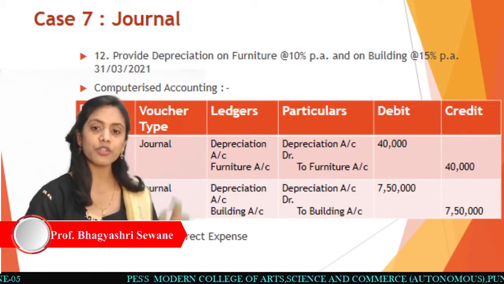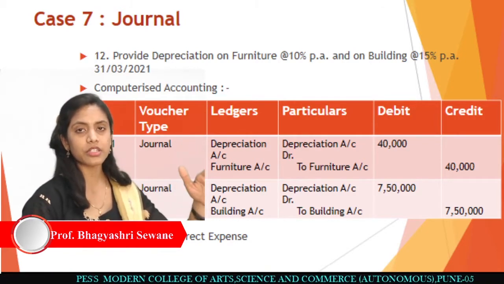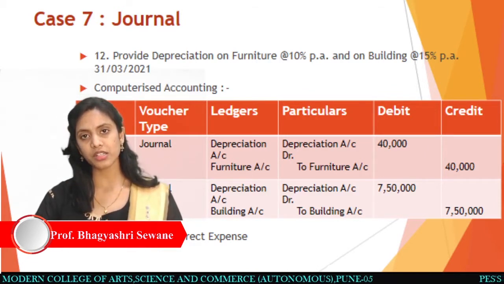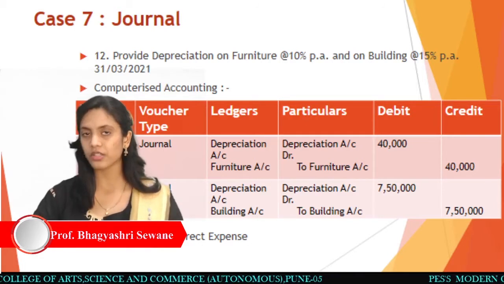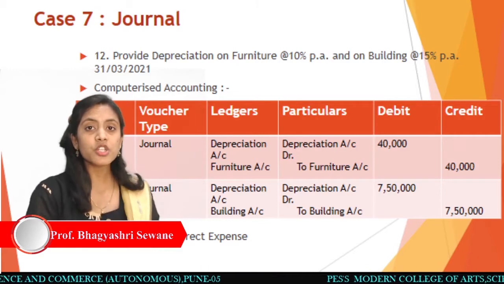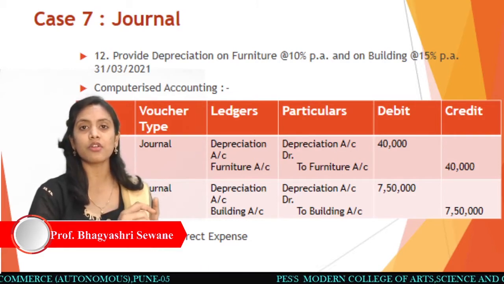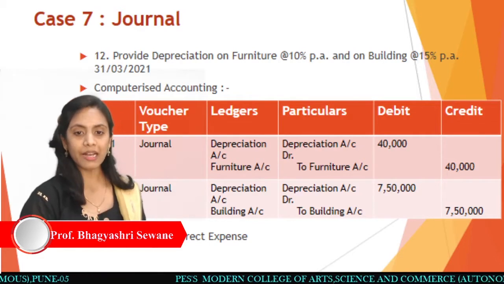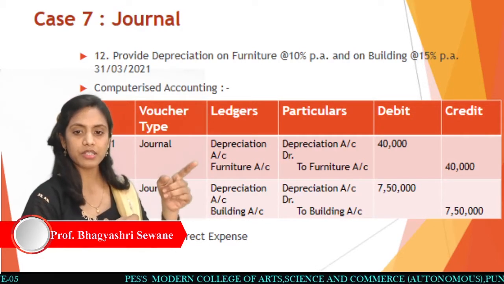So what will be the entry? You can see the entry over here: depreciation account debited to furniture account, right? In this transaction there is no cash, there is no bank, and of course this is the function of this journal voucher, that it is not going to accept any cash or any bank. So we have to create the ledgers for that purpose, the depreciation account and the furniture.